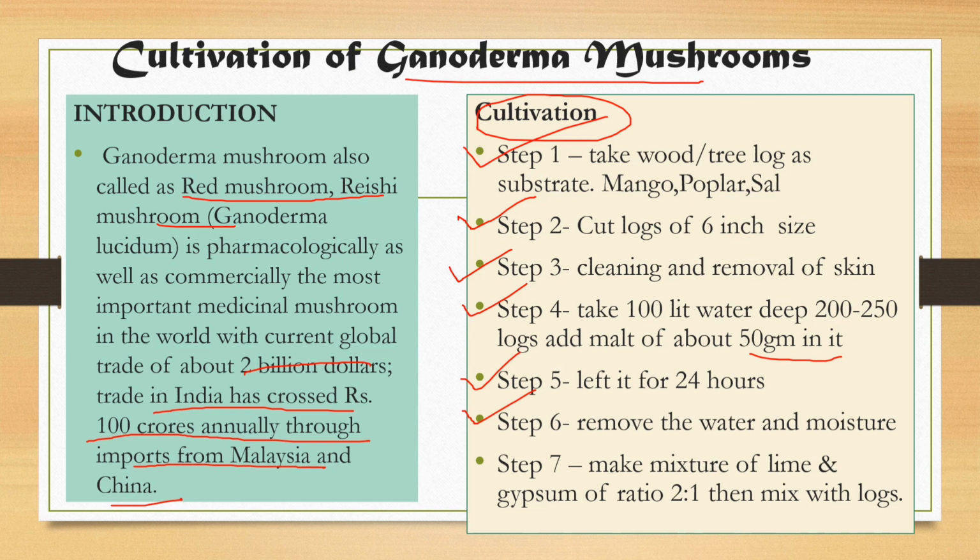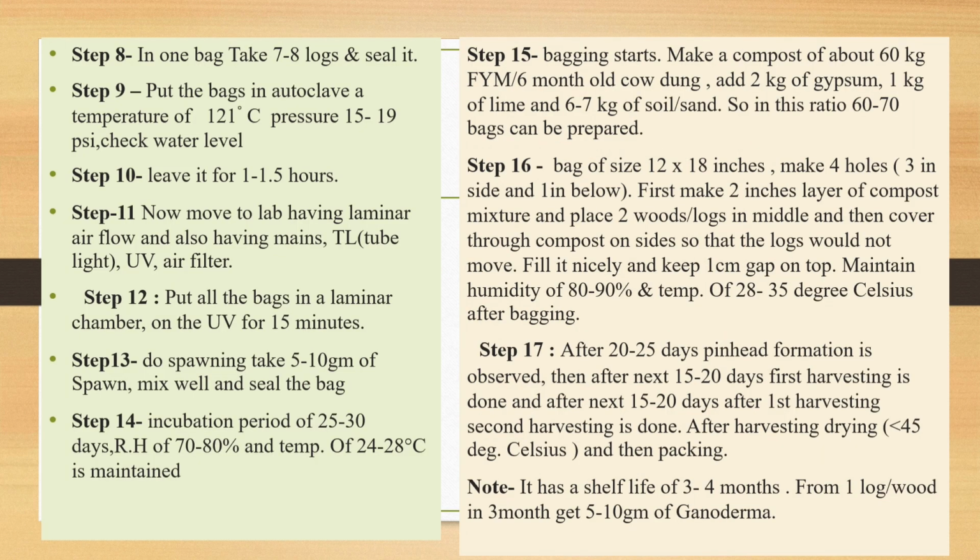Now make a mixture of gypsum and lime at the ratio of 2:1, as they help to generate heat and maintain pH. As the mixture is made, mix it with the wood or the logs from all sides. Then take a mushroom bag of size 12 into 18 inch and of 51 microns. Then in one polythene, take 7 to 8 logs or wood pieces and seal it with a rubber band.